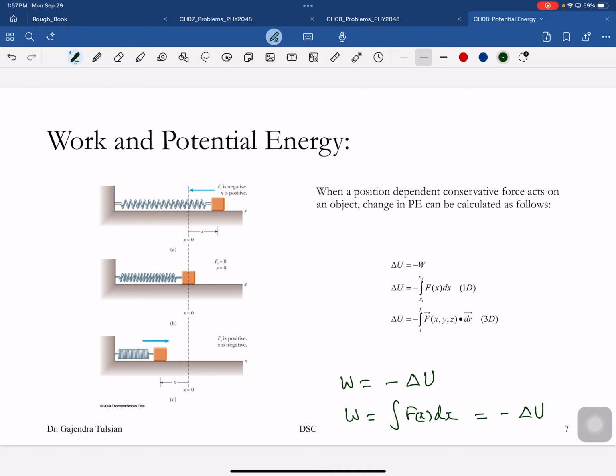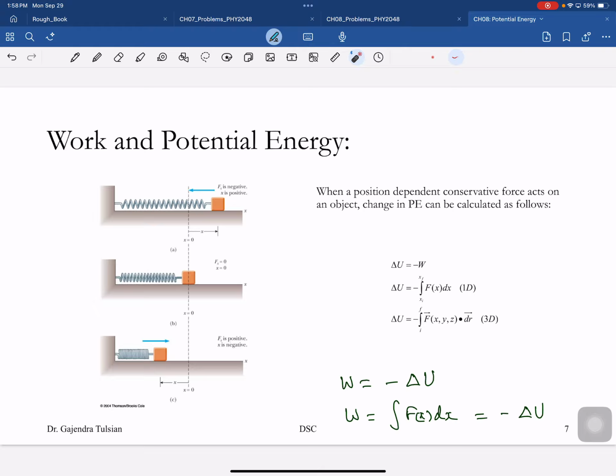Going back to the previous idea, would it be fair to say that potential energy only exists when you're dealing with conservative forces? Yeah. Okay.